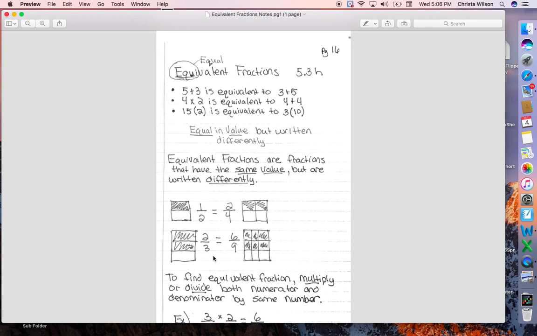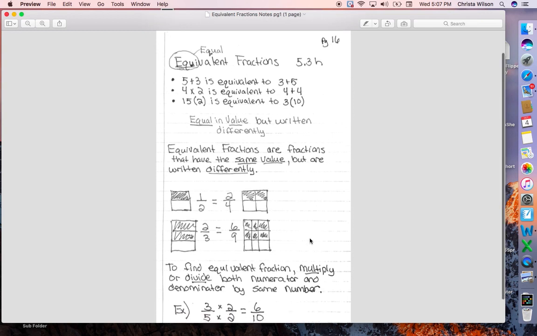I've given another example here, 2/3. So I have 2/3 represented here, 2 shaded areas out of the 3. And that's equivalent to 6/9. All I did was go in and add more sections here. But as you can see, it's still equivalent to the same actual amount. So that's what equivalent fractions are.